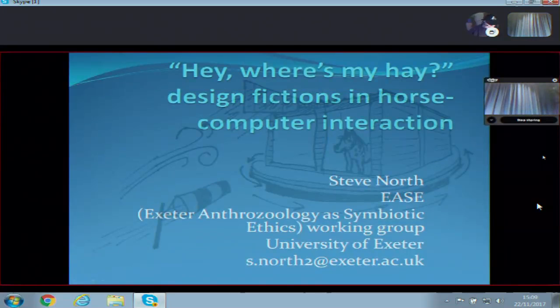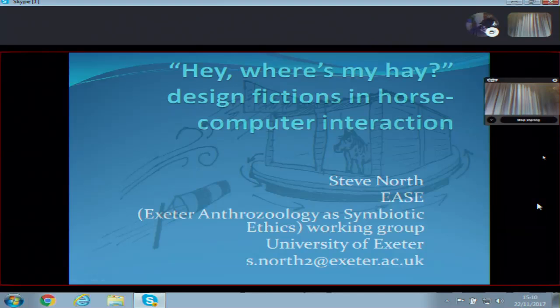Okay, so this is moving away from the slightly more computer science focus, from the computer vision focus, and looking more at interaction design. And this is slightly more theoretical. It's also a bit playful. So I've called this Hey, Where's My Hay? Design Fictions in Horse-Computer Interaction. So I'm going to introduce you to this work.